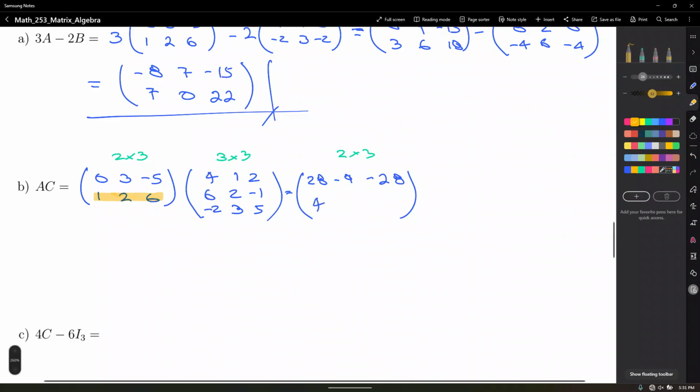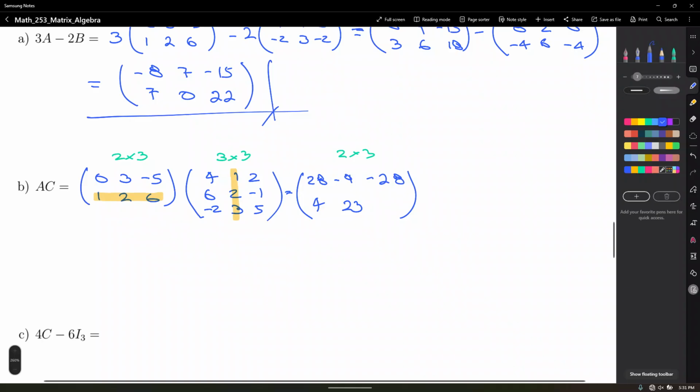Let me do second row with second column. 1 times 1, which is 1. 2 times 2, which is 4. 1 plus 4 equals 5 so far. Plus 6 times 3, which is 18. So 5 plus 18, is that equal to 23?